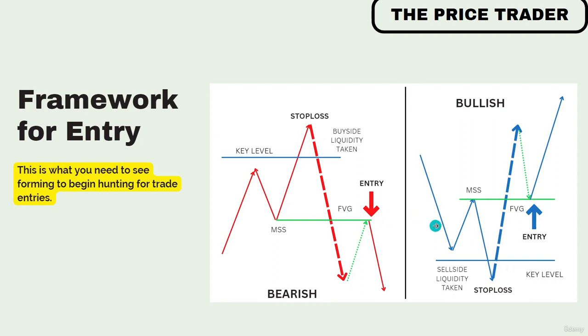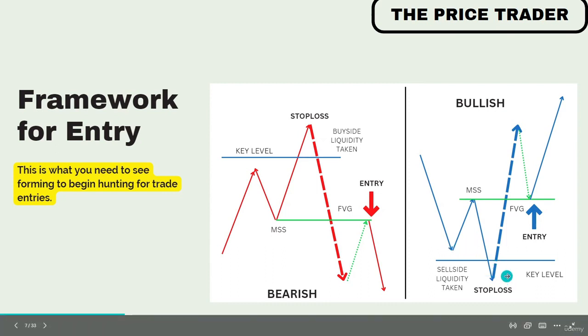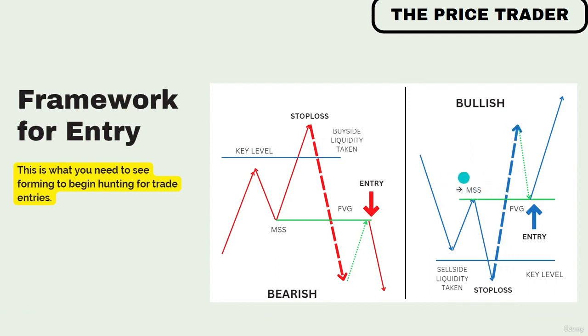On the bullish end, it's just the same thing, but reversed. It will take out sell side liquidity, hit that key level, then take out this sell side liquidity. You want to place your stop below that low. Once you see this reversal with a shift in market structure, you want to hunt for entries right when it comes towards that market structure. Sometimes you might not get exactly that point, but you want to take your entries near there, coupled with a fair value gap.